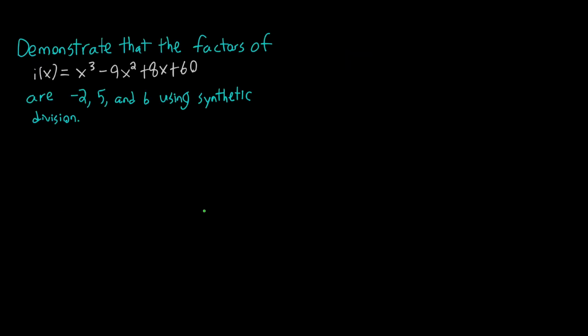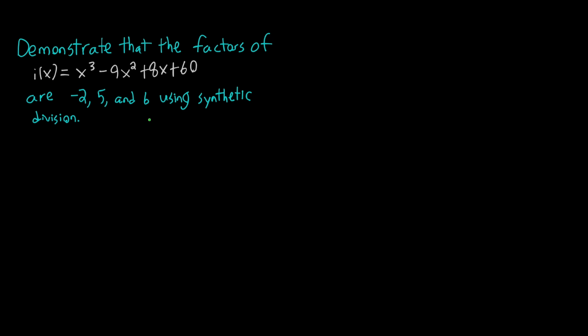Okay, and finally for this example here, we have to demonstrate that the factors of I(x) equal to x cubed minus 9x squared plus 8x plus 60 are -2, 5, and 6 using synthetic division. Basically, I have given you the numbers there to work with, so you don't have to do guess and check to find out what they are. You can plug in the numbers and get started whenever you're ready.